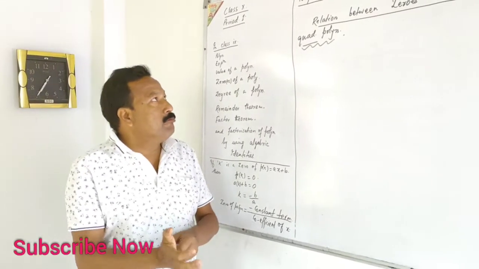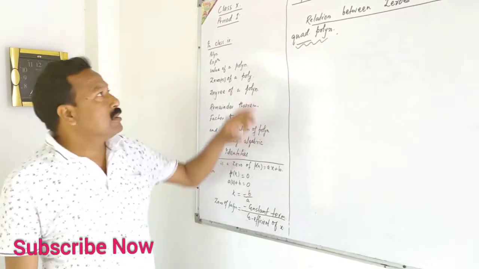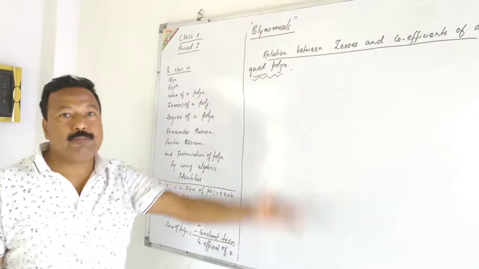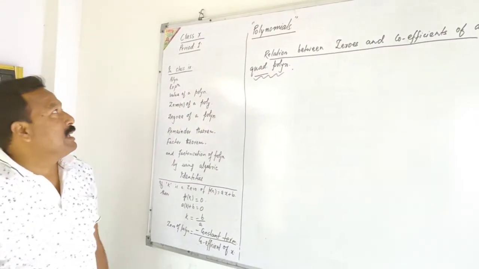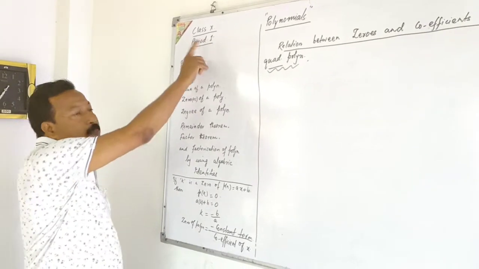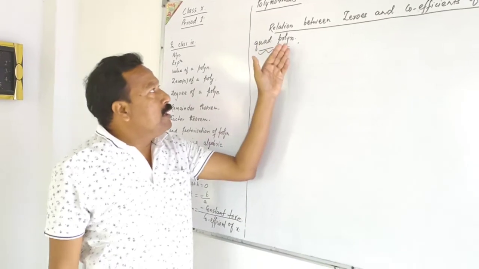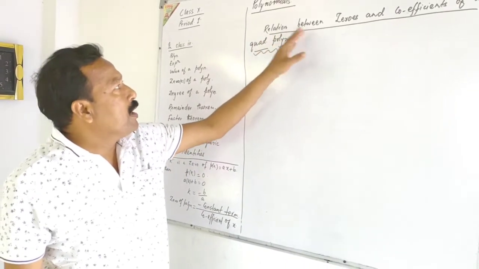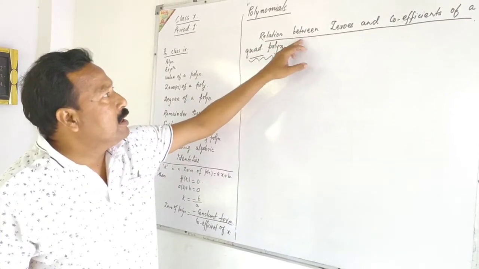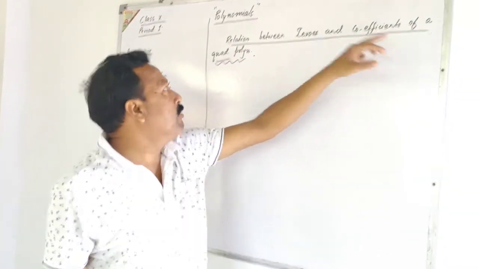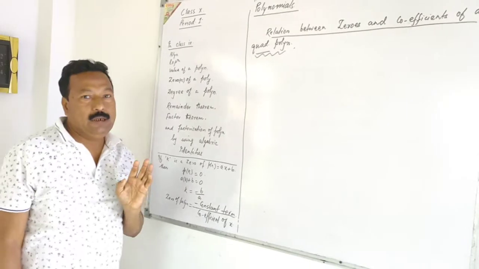Today we'll learn the concept of polynomials from chapter 2, class 10th, as period 1. Today we'll elaborately study the relationship between zeros and coefficients of a quadratic polynomial.